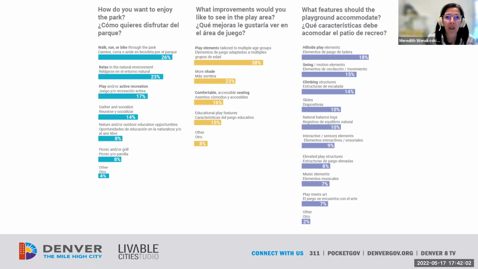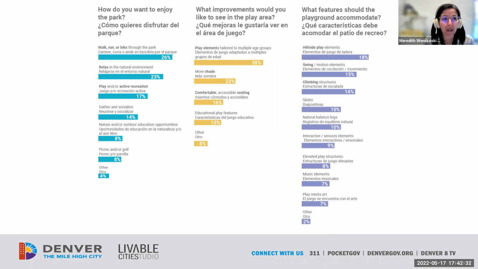We asked also, what improvements would you like to see in the play area? And 38% of the respondents said play elements tailored to multiple age groups. Shade and seating were also themes at the playground, as well as in other areas too. On the right there, what features should the playground accommodate, excuse me.